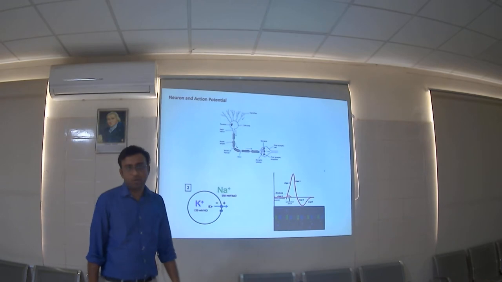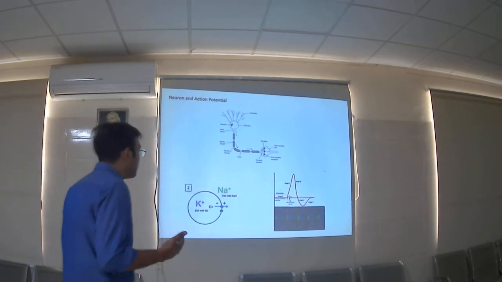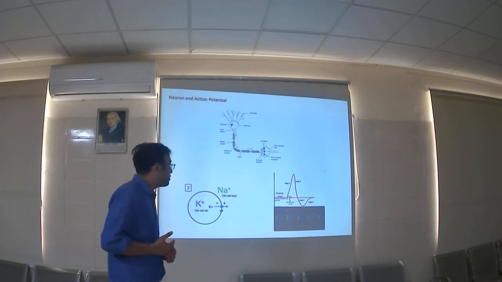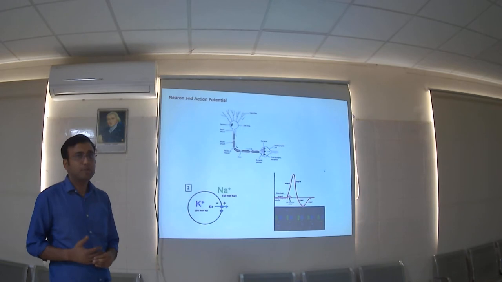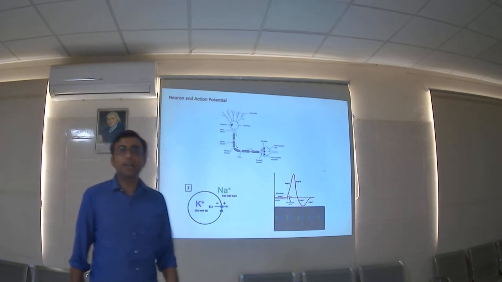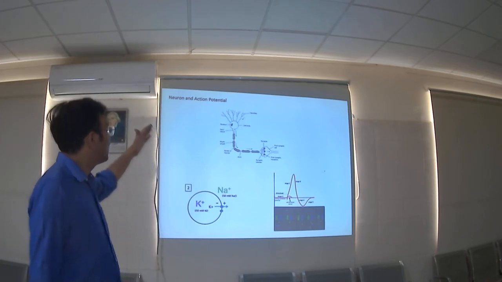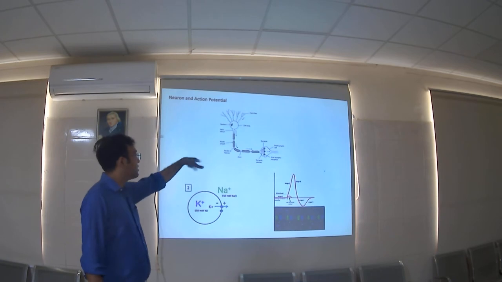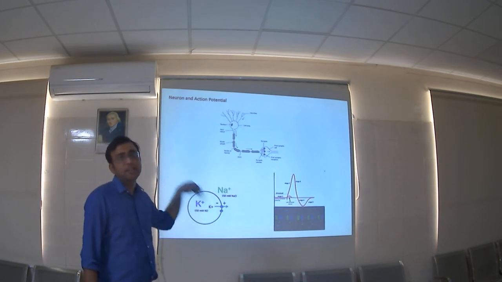to plus 70 millivolt, and at plus 70 the sodium is inside, and in the third state the potassium channel starts opening, and it comes down and finally this action potential is completed. In the neuron the electrical signal in the synapse is changed into a chemical signal, the neurotransmitter, and things are propagated.